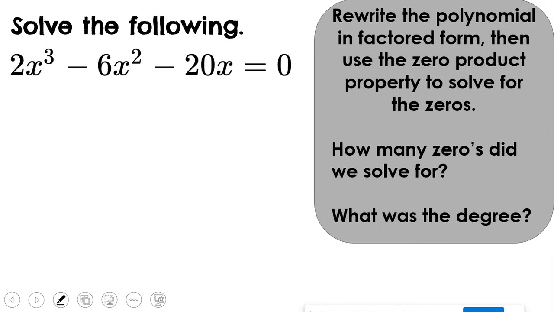Okay, let's do another problem. 2x to the 3rd minus 6x squared minus 20 is equal to x. Again, we need to rewrite this in factored form, then use the zero product property and set every factor equal to 0 to find all of the x-intercepts.